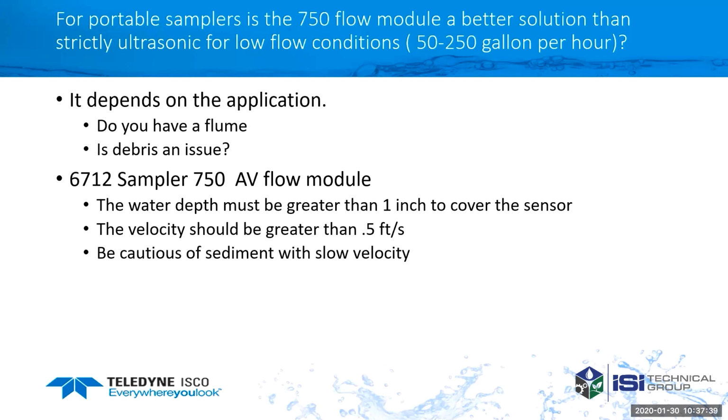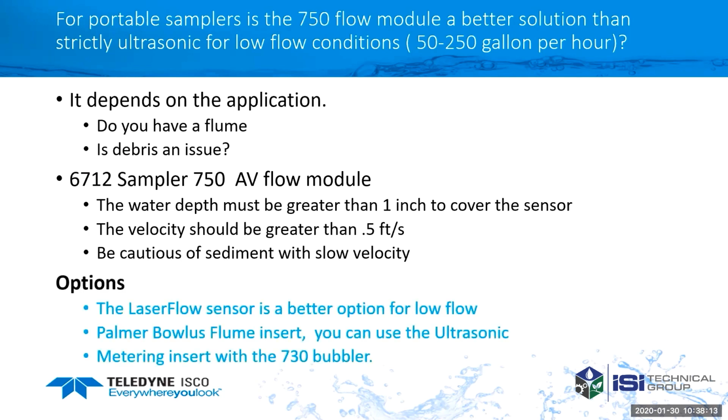One thing you'd have to take into consideration, so I know we have the flow rate, but I don't know what size channel that is. We need at least 1 inch of water to cover the sensor to be able to get a velocity reading. With a 750 sensor, the velocity should be greater than ½ foot per second. Another thing to watch out for is that if you have really slow velocity, below 2 foot per second, you're going to start getting sediment and stuff dropping out of the flow stream, which could eventually cover the sensor.